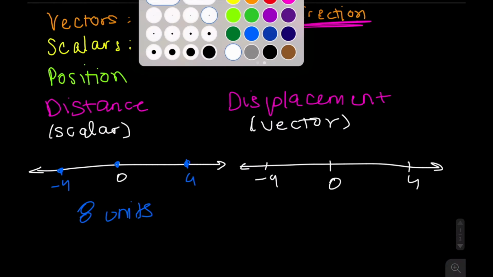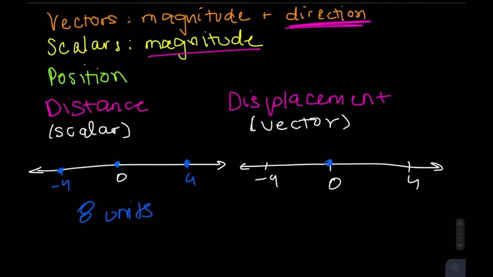So I said I'm at position 0, I went to 4, and then I went all the way back to -4. My displacement, however, would be -4 units. That's because I am -4 units from my starting position. That's very different from distance. Distance is just the total meters that you cover, or all the places you went to. The displacement is just from the starting point, how far am I, and that's -4.